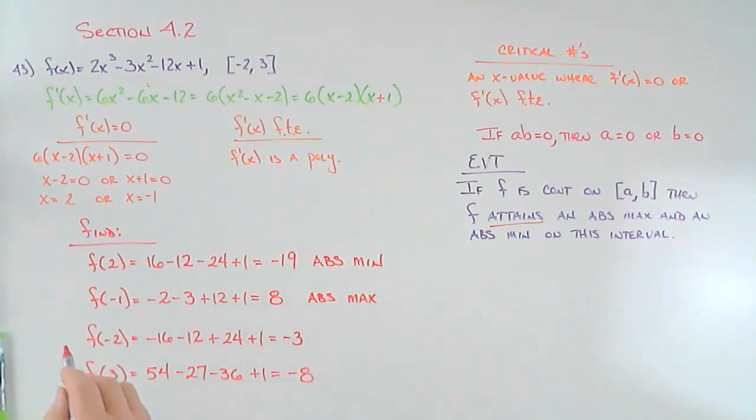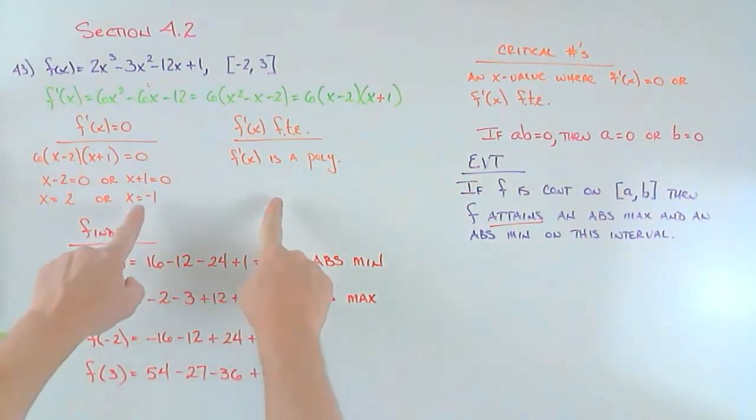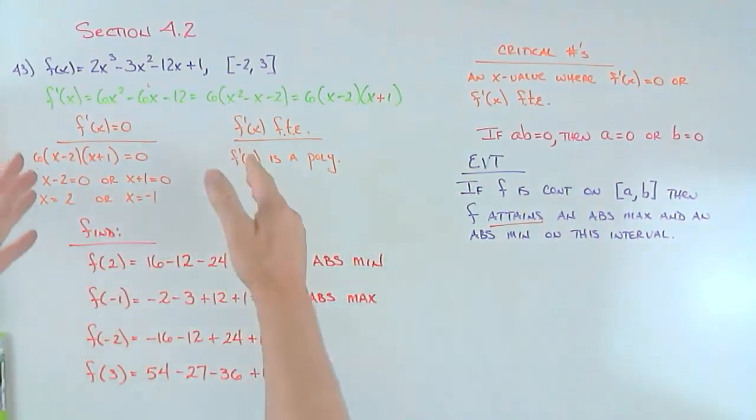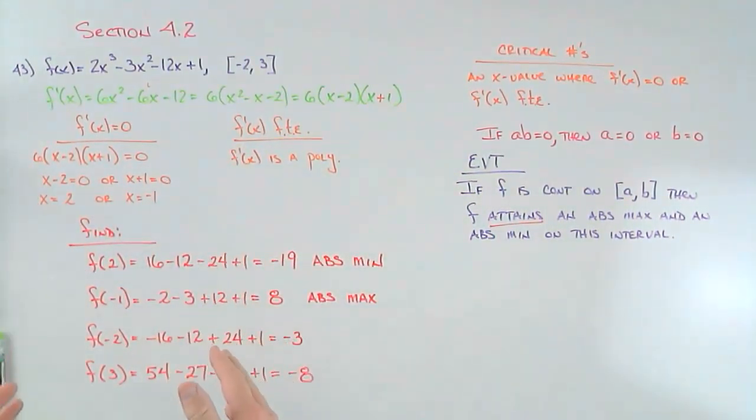Always remember to plug them into the function, okay? So that's how we go about doing problems with the closed interval method. The rest of the problems are very similar to these. You just take the derivative, go through the same steps of finding the critical numbers. Once you've found the critical numbers, then you proceed to check those values along with the endpoints.